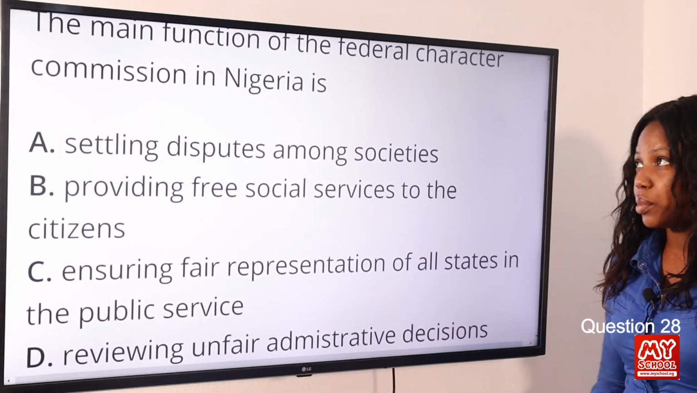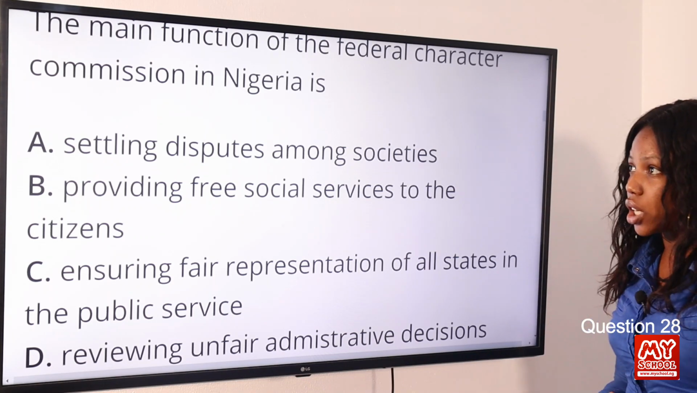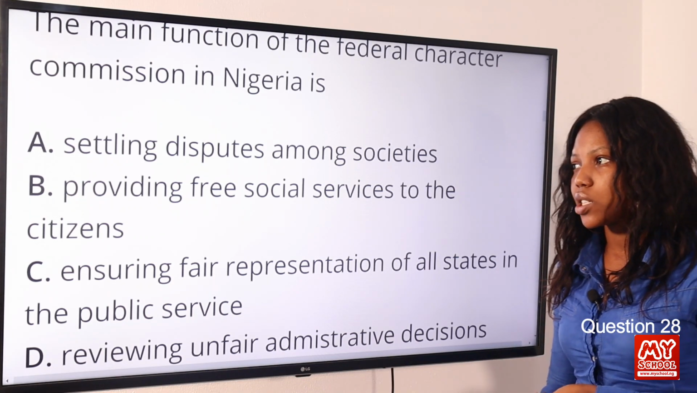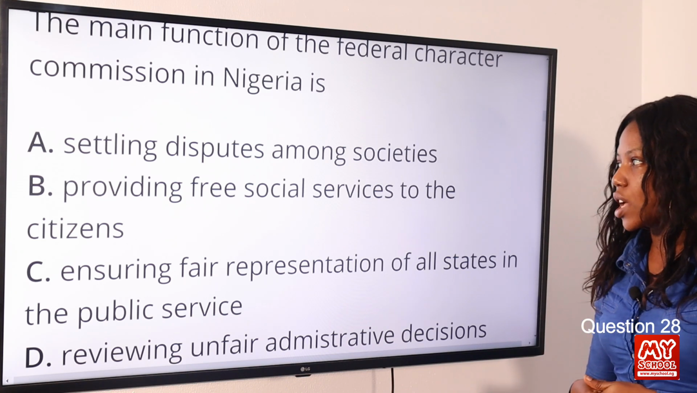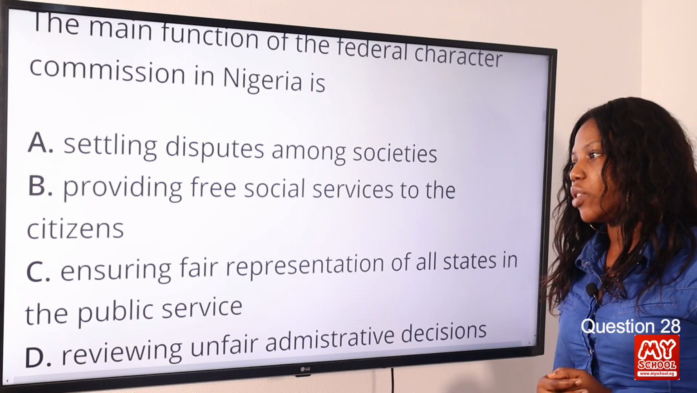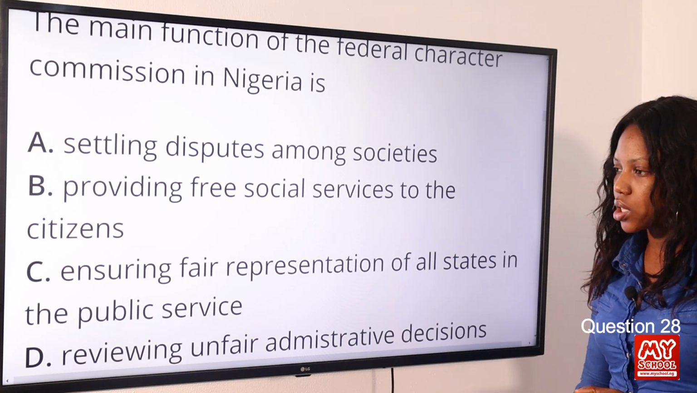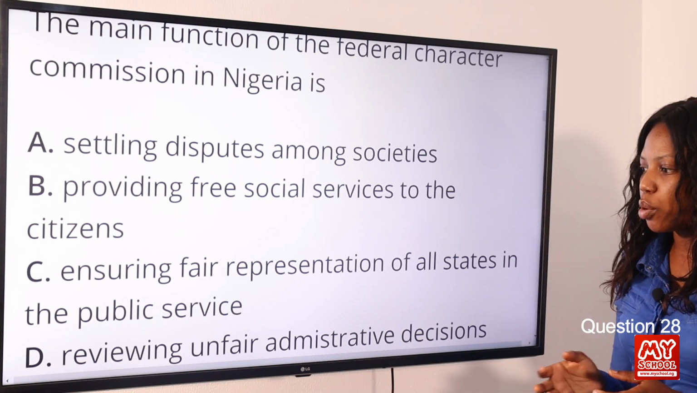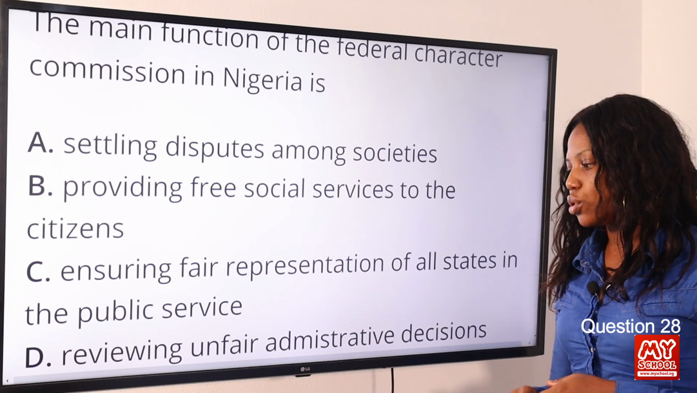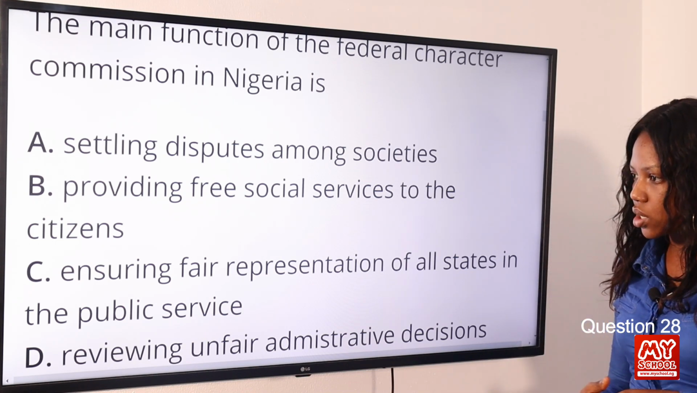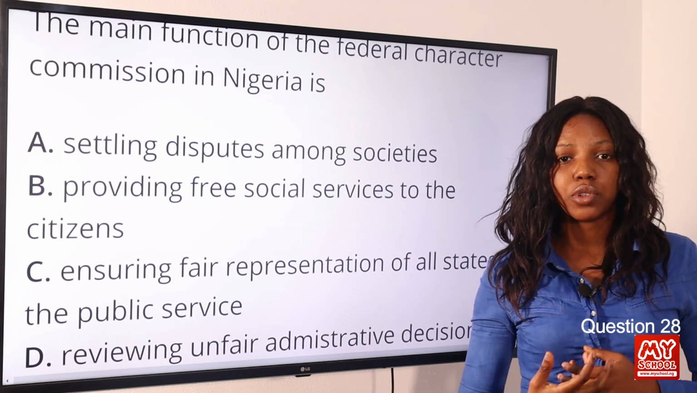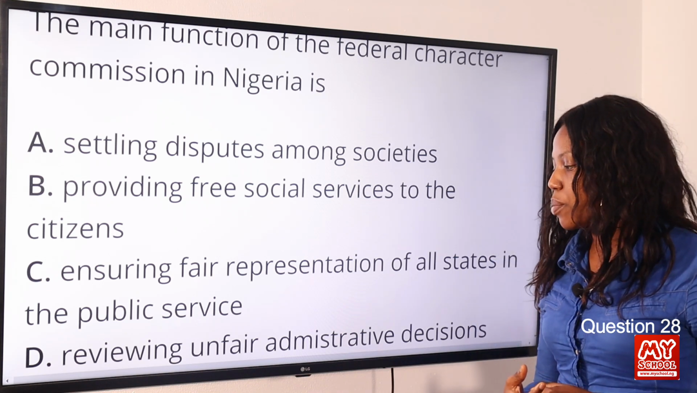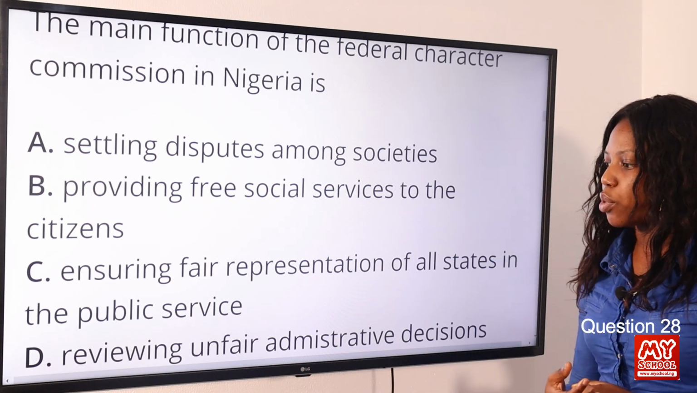Question 28. The main function of the Federal Character Commission in Nigeria is: option A, settling disputes among societies; option B, providing free social services to the citizens; option C, ensuring fair representation of all states in the public service; option D, reviewing unfair administrative decisions. The answer to this question is option C, ensuring fair representation of all states in the public service.